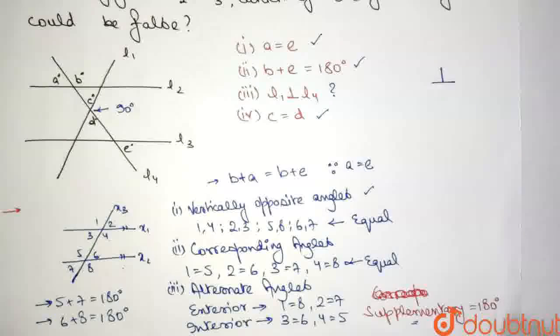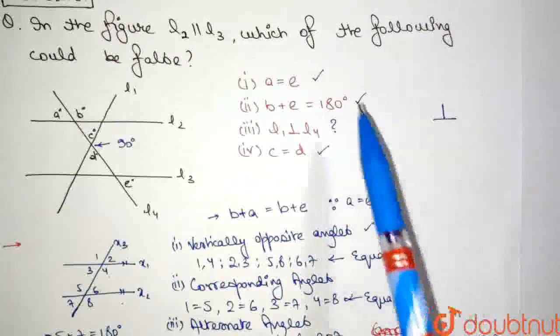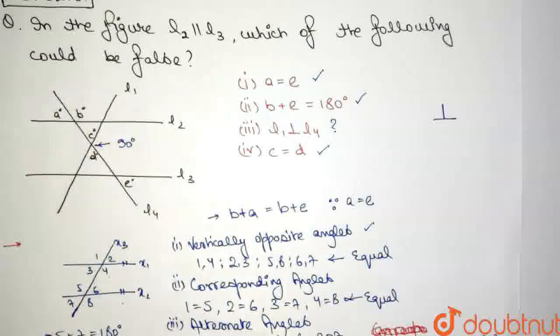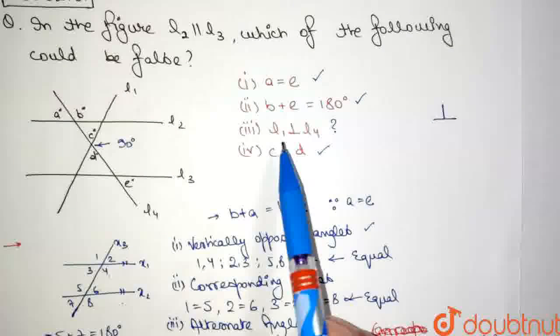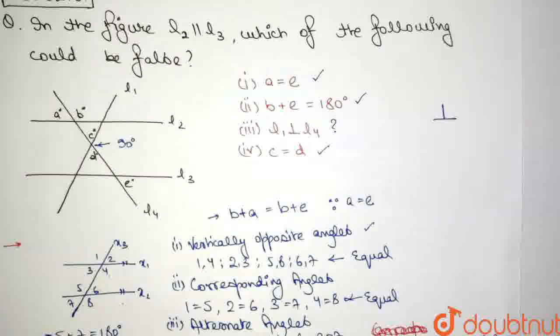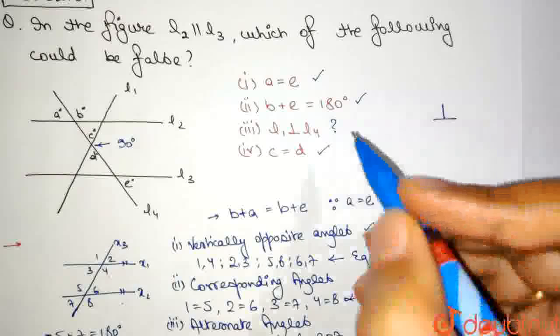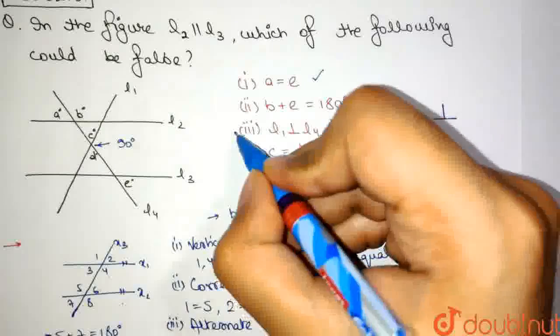So the question says, which of the following could be false? And 3 of them are definitely true. And for the third option, we can say L1 perpendicular to L4 may or may not be true because we don't have enough information to comment on that. So this could be false. So the correct answer for this particular question is option 3.